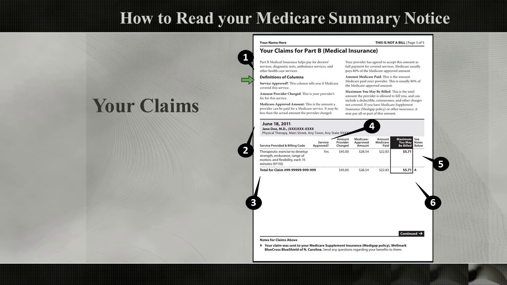On the top half of this page, the notice will give you definitions of the columns used in the claim section. The claim section is in the bottom half of the page. Here you will see a list of all the services and supplies you received during this period. It should be organized by the date of the office visit or the date you ordered supplies. It will also list the provider's name and the location of the facility. For example, here, service was provided on June 18, 2011 by Dr. Jane Doe. This was physical therapy provided in Main Street, any town, any state.